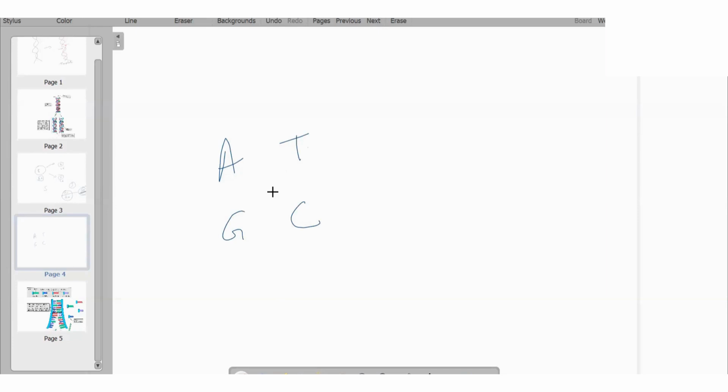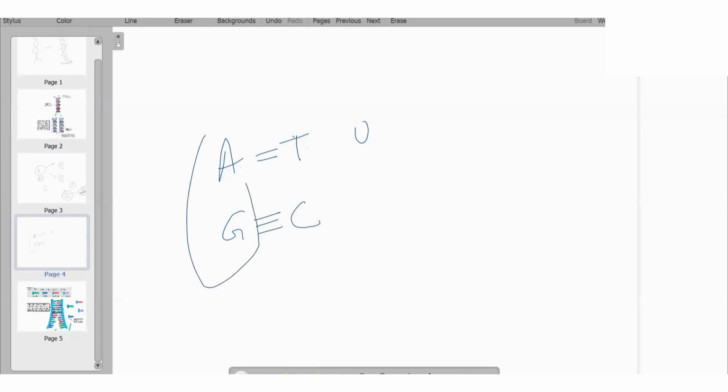Now T is replaced by U in the RNA, right? A and T have how many bonds? Two hydrogen bonds. And G and C have how many bonds? Three hydrogen bonds, right?